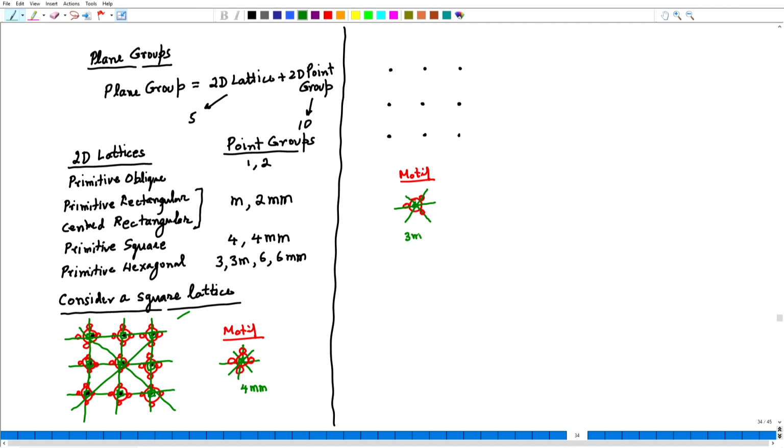3m I have not listed as a point group to be put in the square lattice. Let us see what happens. Anyway, let me put this motif.